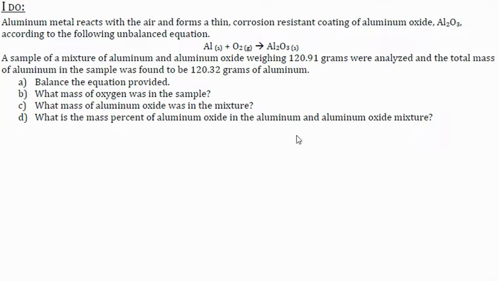All right. So here we have our aluminum metal. It's reacting with the oxygen in the air. It is going to form aluminum oxide, and we have an equation here. So the first step we do is we always balance the equation.